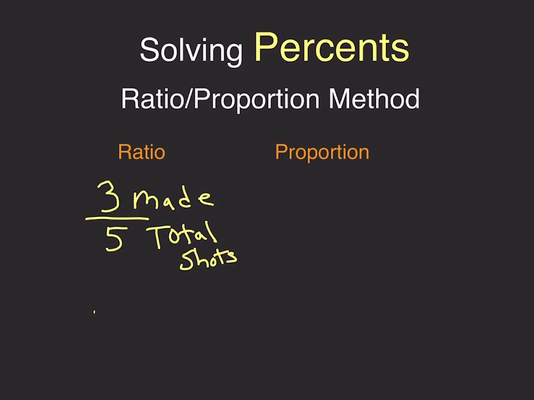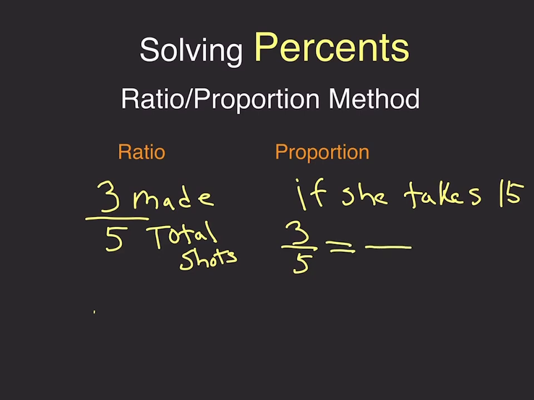Now, a proportion is when we compare two ratios or use a ratio to find something. Using the 3 made shots out of the total 5, I might have a question where someone asks me, if she takes 15 shots, what would you expect the number of made shots to be? Well, I still need to write the 3 made out of 5 taken. I set this equal to another ratio.